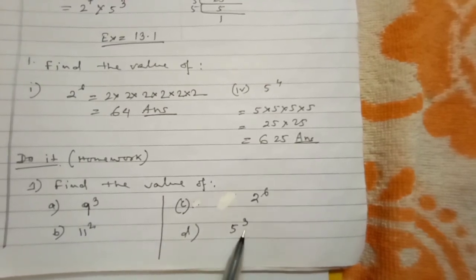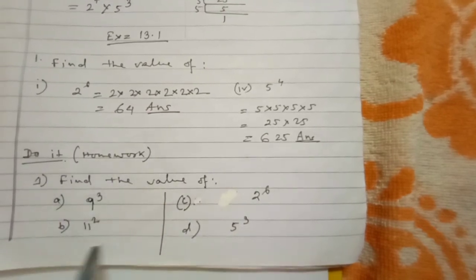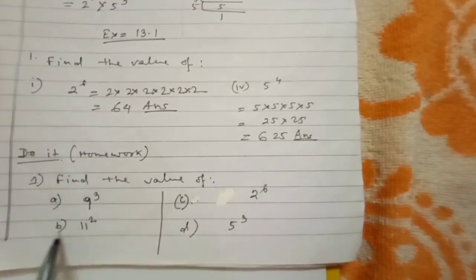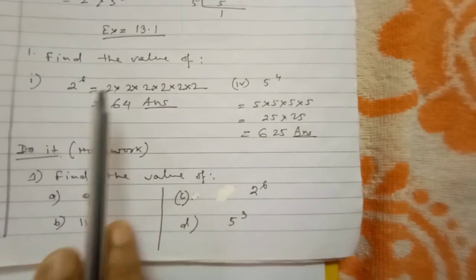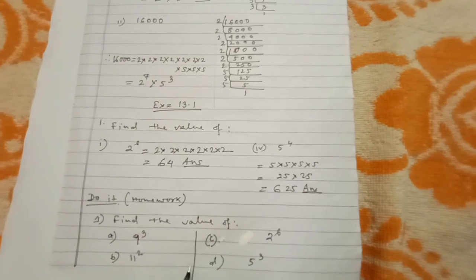5 cube. 5 will come 3 times, 5 into 5 into 5. You have to give the result. Very small sums I have given as homework. The chapter is also a very easy chapter. So up to here today you have to do.